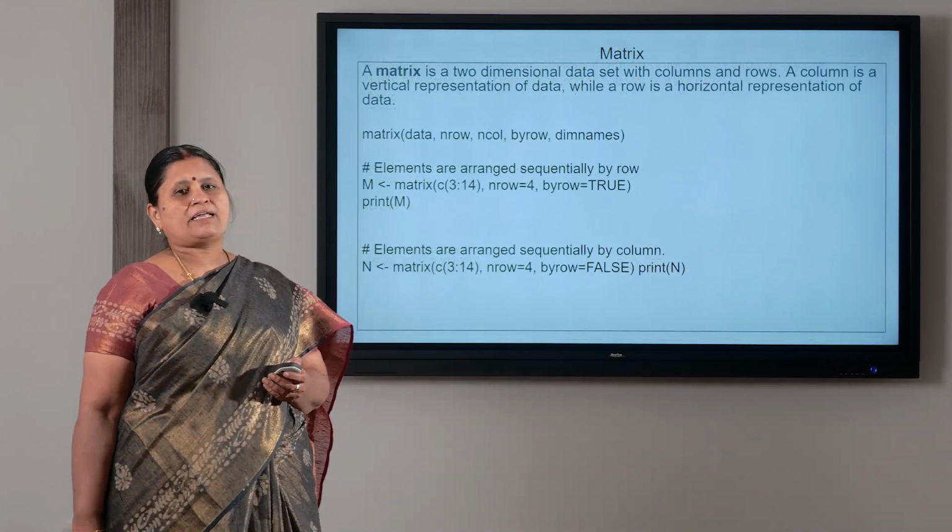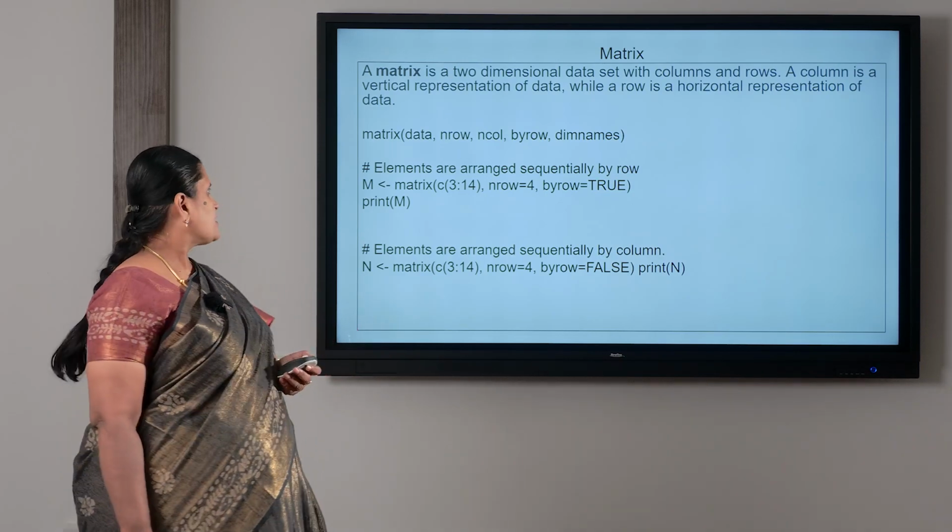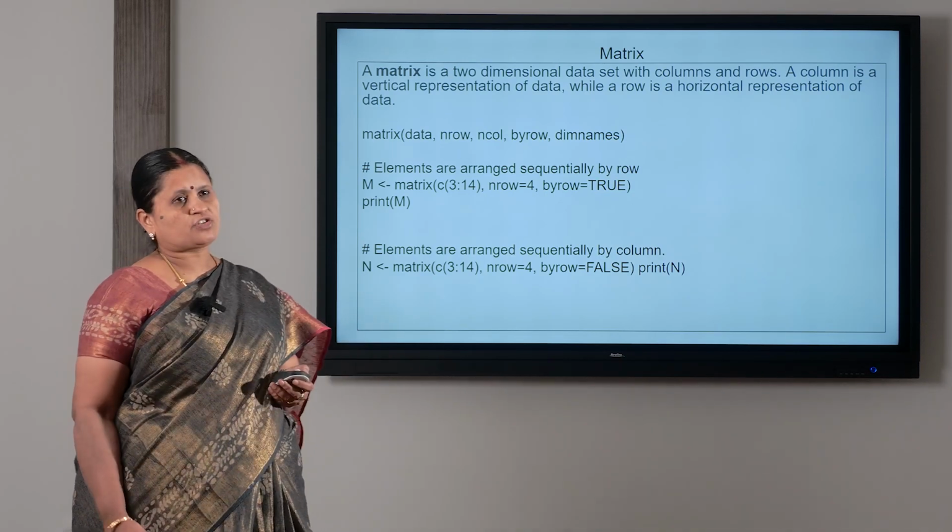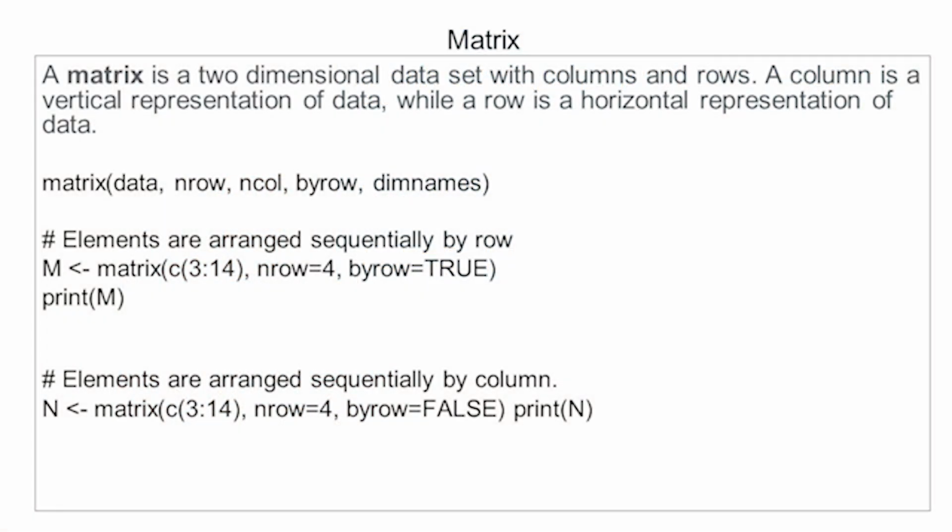The next data type is the matrix. A matrix, as we all know, is a two-dimensional data structure which is a combination of rows and columns. A column is a vertical representation, so whatever data we want to represent in a column can be done, and a row is a horizontal representation which represents a record. In an easy way we can create a matrix by giving the data, followed by how many rows and how many columns we want.